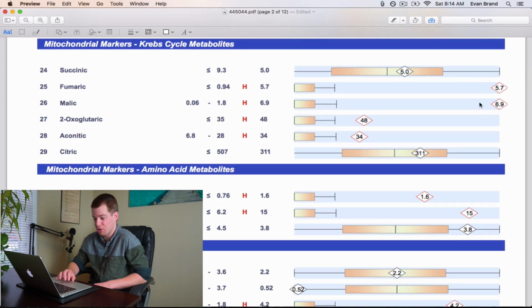Look at this, mitochondrial markers. These are just off the charts. You see how these are so high? Look over here. Look on the right side of this page here. So fumaric, malic acid, 2-oxoglutaric, aconitic acid, all of these are elevated. So this person, she is not making energy at all.